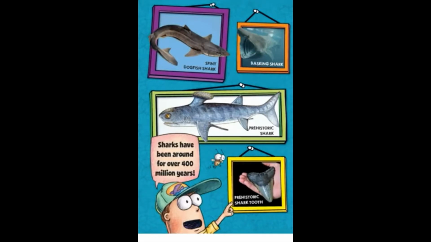Sharks have been around for over 400 million years. And we see a spiny dogfish shark, a basking shark, a prehistoric shark, and a prehistoric shark tooth. That's the size of someone's hand. That is a huge tooth.